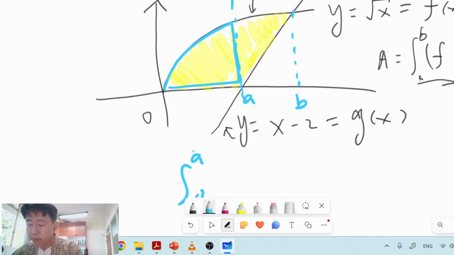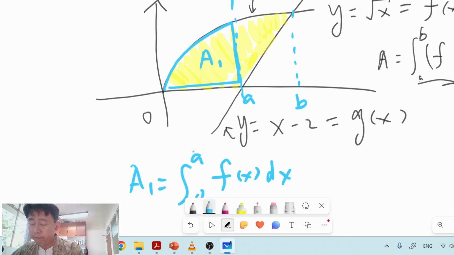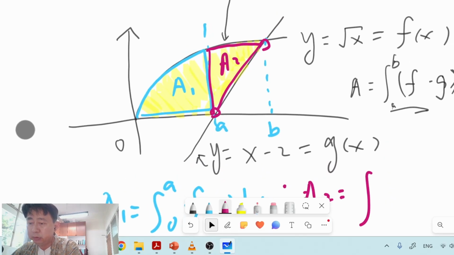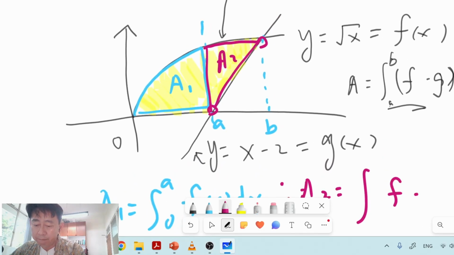So in that case, you would write down the integral of f(x) from 0 to a to indicate the area. I call this A1. Whereas the area, which I will call A2, is bounded by this region, where A2 is given by the integral of the difference between the upper boundary f minus the lower boundary g, integrating from a to b.